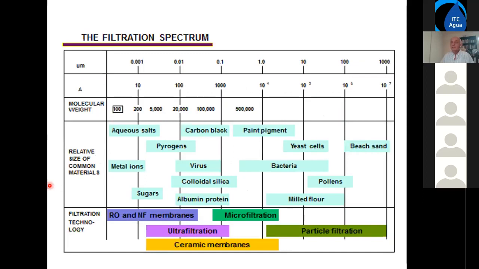Okay, so this is the filtration spectrum, which everyone knows. Media filtration here, microfiltration here, ultrafiltration here. But as I said, once the system operates, every microfiltration membrane moves somewhere here. And the ceramic membrane is the same as the other polymeric membranes. RO and NF are the only membranes which reject dissolved ions. Microfiltration, ultrafiltration, and ceramic filtration do not reject dissolved ions, period.